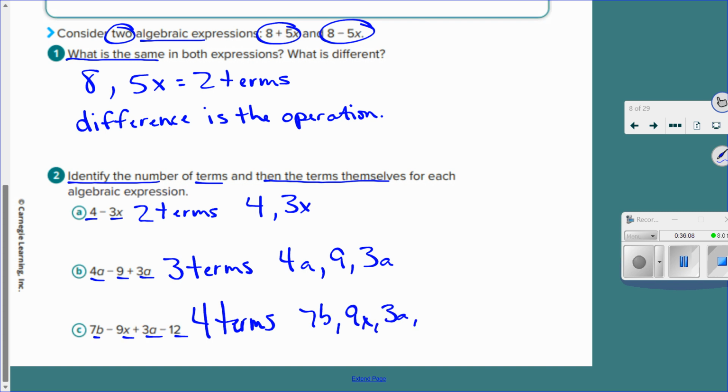So when we say the word term, we're just saying one of the pieces that put the expression together. Does that make sense? Okay. If I have a coefficient and variable, they go together as one term, since that's how many times I'm using this one. Here's our last part.